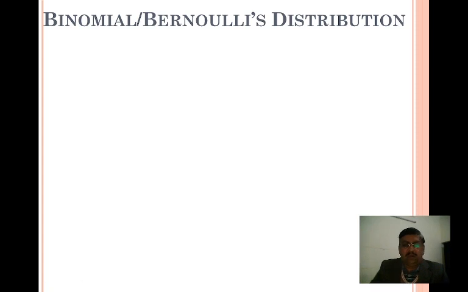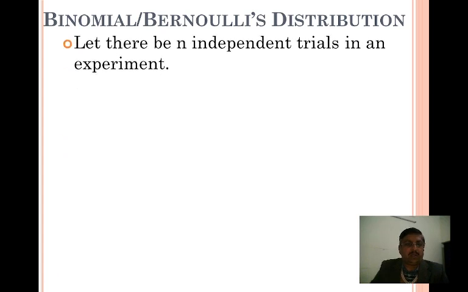Few things, or a few assumptions, for the binomial distribution. It is also known as Bernoulli's distribution. And what are the other assumptions? That there should be independent trials in an experiment. Hope you know what an independent trial is and what dependent trials are.